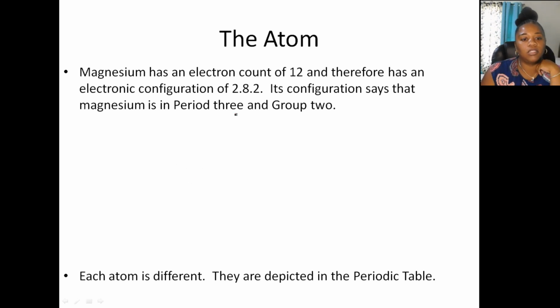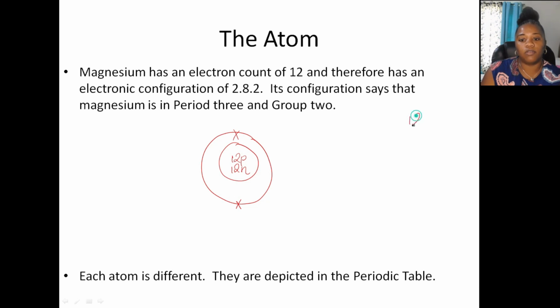So maybe we could try the next one. Magnesium is an atom with an electron count of 12. So we're going to put in here 12 protons. It also has a mass of 24. It's not there, so we're going to add the neutrons here. So 12 plus 12 is 24. So the first shell holds 2. Right? So that's at the 12 and the 6 o'clock positions, as far as possible from each other.